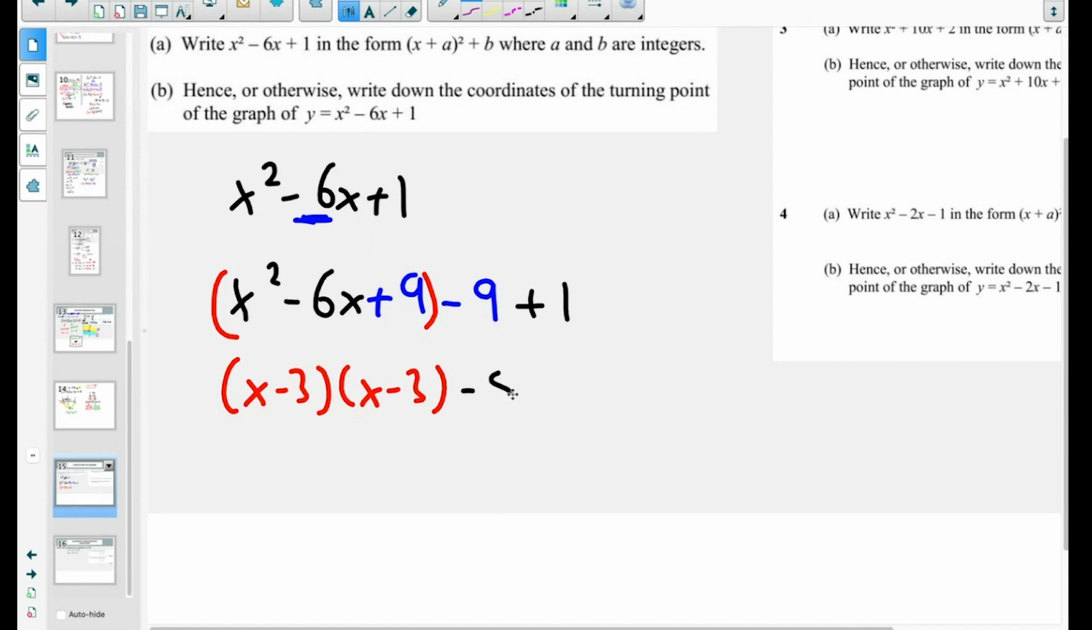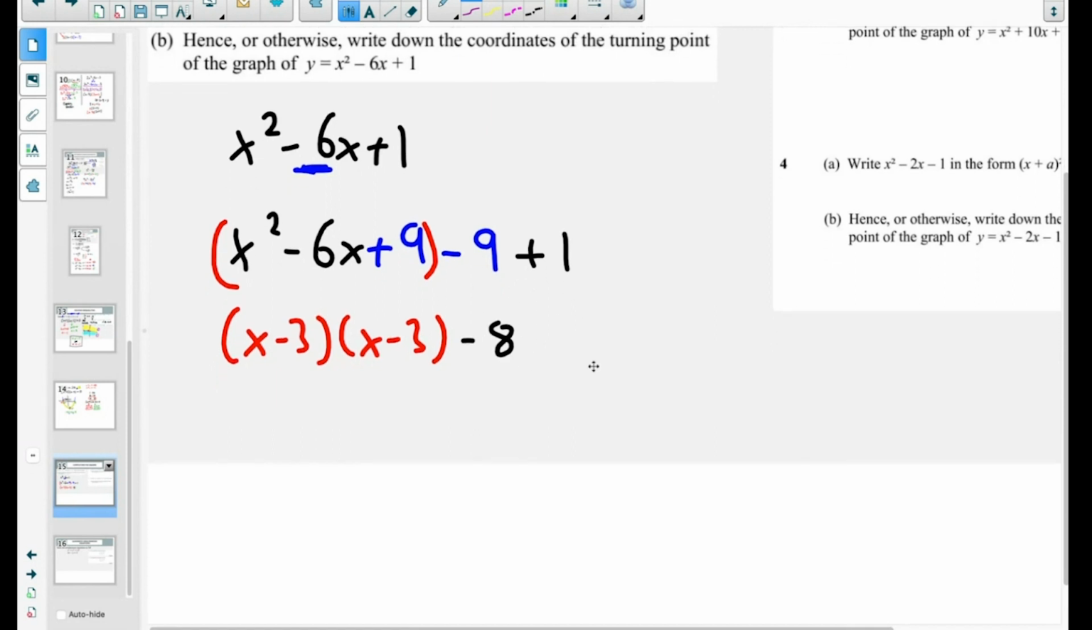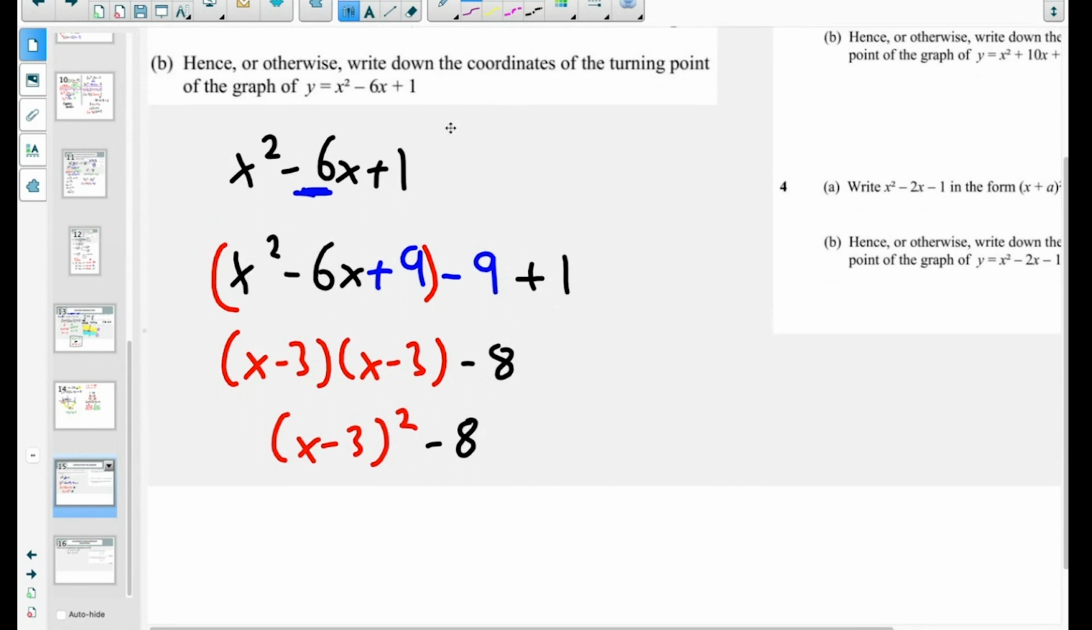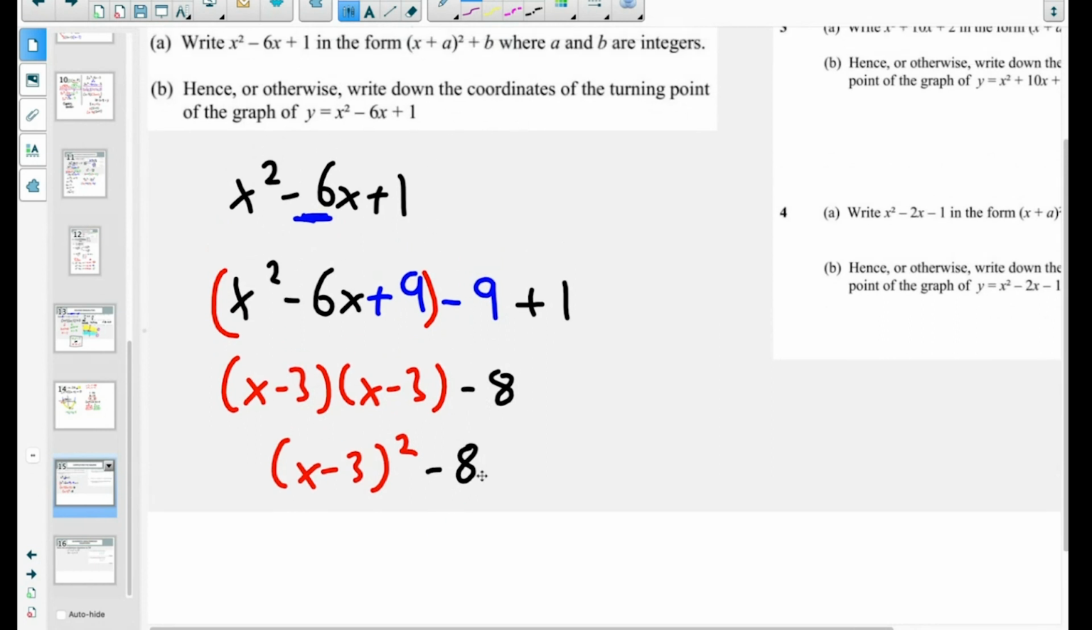-9 plus 1 gives me a -8. And then I can simplify this a little bit. I can rewrite this as x minus 3 squared, and then we'll get -8. Okay? So that means we've completed the square, and we've been able to get it into this format here, x plus a squared plus b. So we can see here in this case, a is -3 and b is equal to -8, okay?